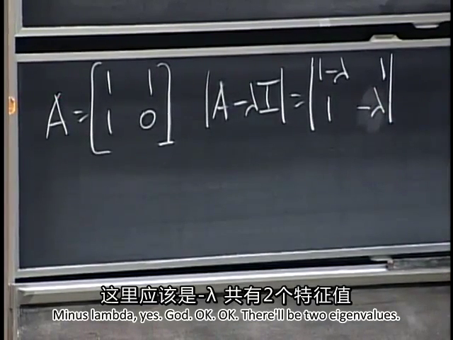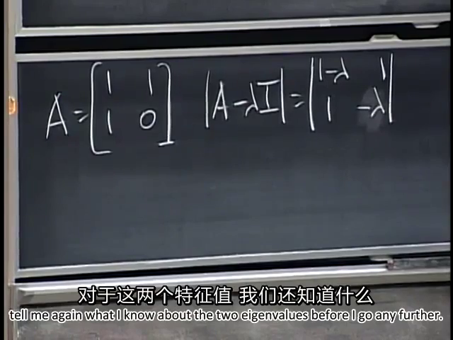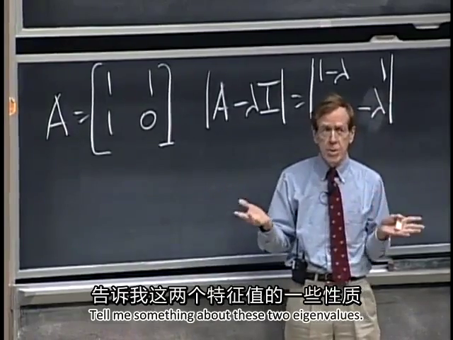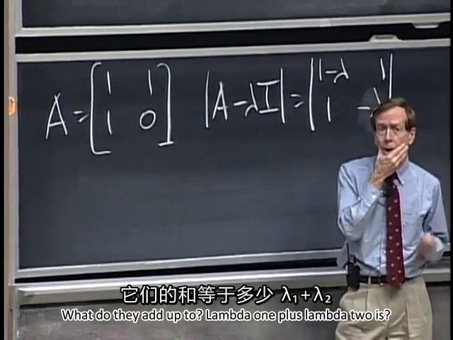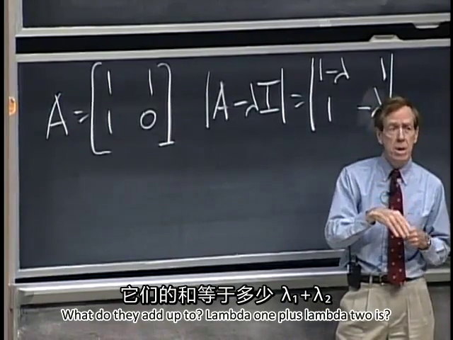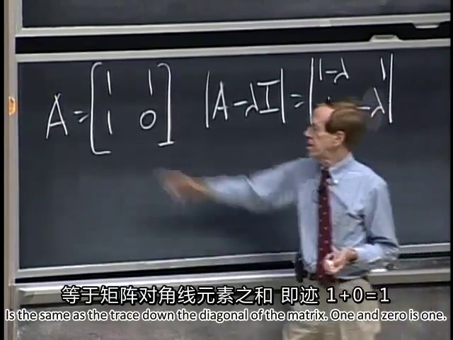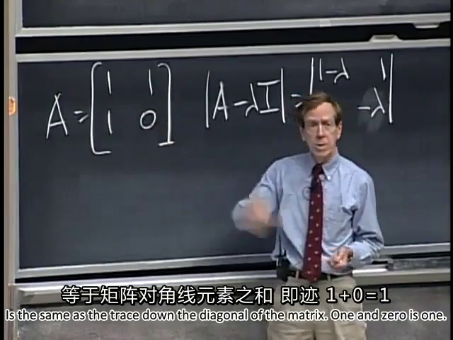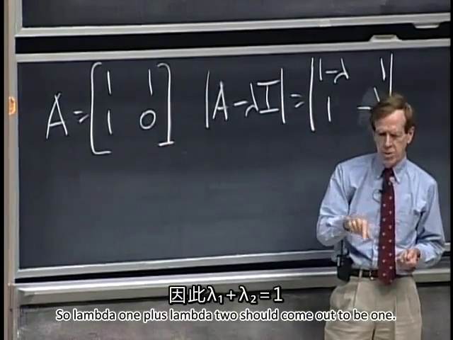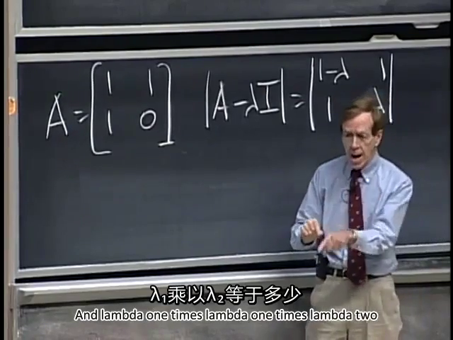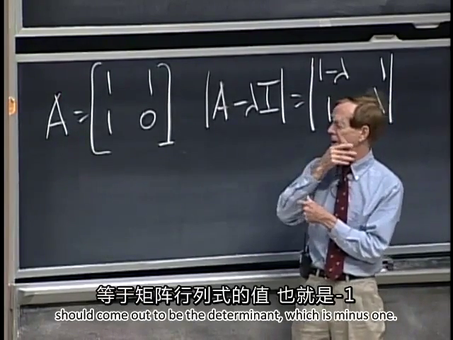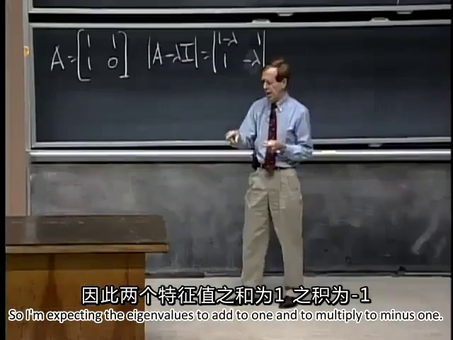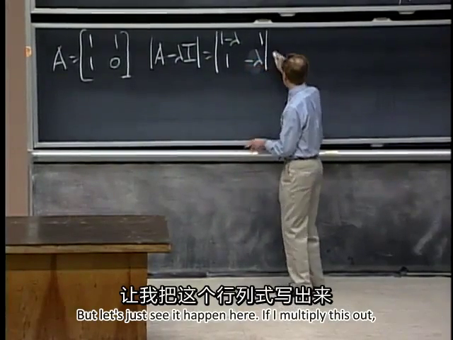Okay. There'll be two eigenvalues. Well, tell me again what I know about the two eigenvalues before I go any further. Tell me something about these two eigenvalues. What do they add up to? Lambda 1 plus lambda 2 is the same as the trace down the diagonal of the matrix. 1 and 0 is 1. So lambda 1 plus lambda 2 should come out to be 1. And lambda 1 times lambda 2 should come out to be the determinant, which is minus 1. So I'm expecting the eigenvalues to add to 1 and to multiply to minus 1. But let's just see it happen here.